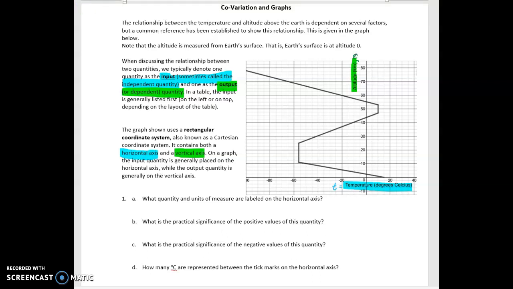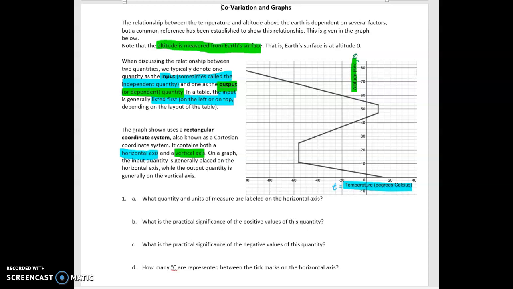All right, the other thing to note in terms of input, where we might find inputs in a table: the input is listed first, on top or on the left-hand side of the table, whereas the output would be labeled second. Right now we're just going to look at graphs, but we're going to look at all of those different ways to represent this. So let's now look at what the graph is actually telling us. We have the temperature in degrees Celsius, and we have the altitude in kilometers, and the altitude is measured from the Earth's surface. So in other words, the Earth's surface is at altitude 0.